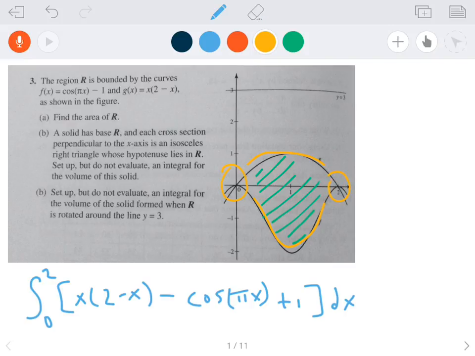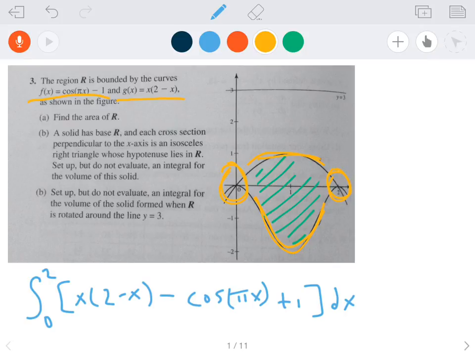The only way that this problem could get harder is if they didn't tell me what these endpoints were, if I had to figure those out for myself. And it might be a little bit challenging sometimes to figure out which is your top function and which is your bottom function. If this is a calculator question, then I can use my calculator to find the zeros or the points of intersection. If this is a non-calculator portion, which this one is, I would have to set the first function equal to the second function and solve for x, and those should give me my points of intersection.